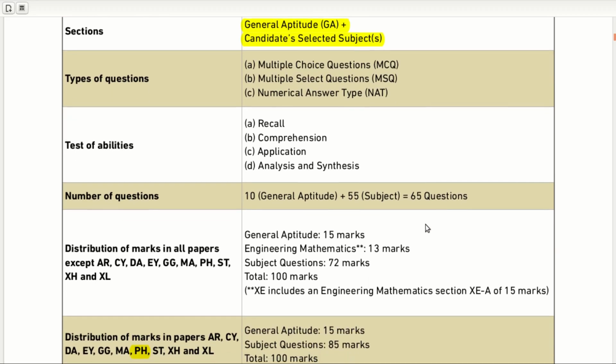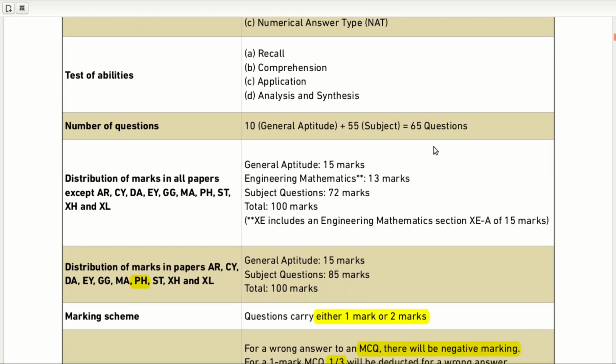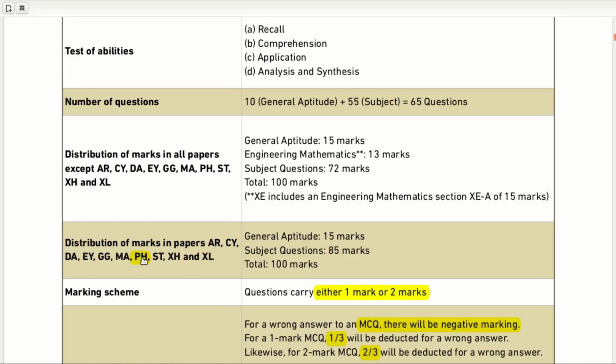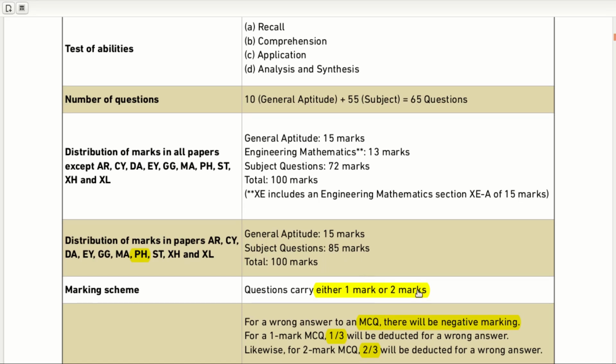So here the total number of questions is 65, out of which 10 questions are general aptitude questions and 55 are related to physics. So here PH means physics. So for physics we have 15 marks for general aptitude and 85 marks for physics questions. Questions may carry 1 or 2 marks.